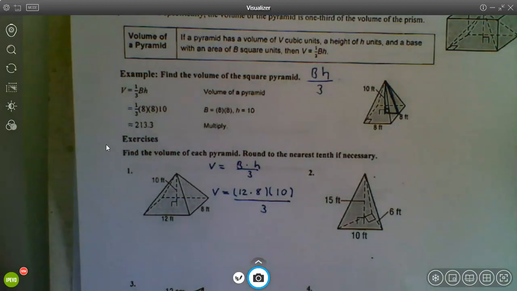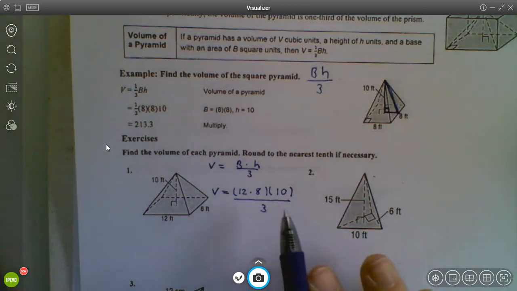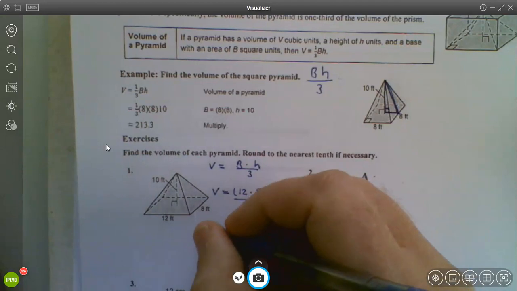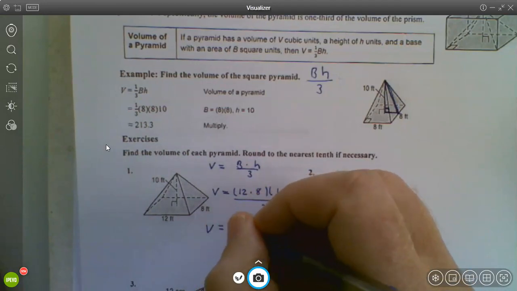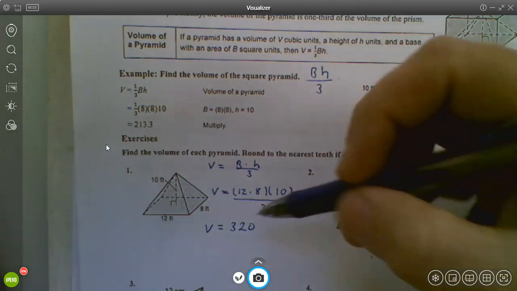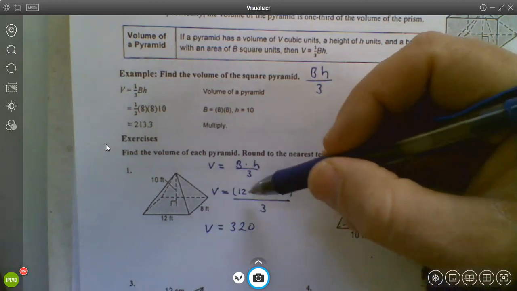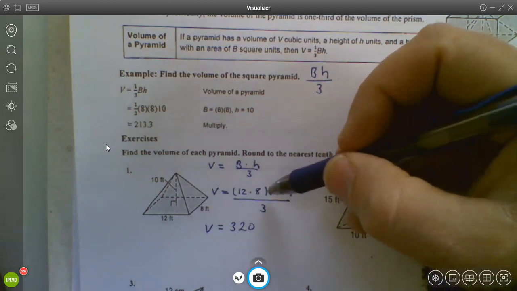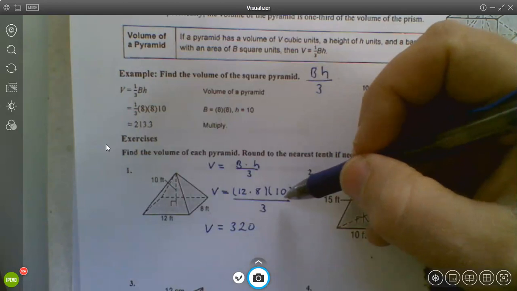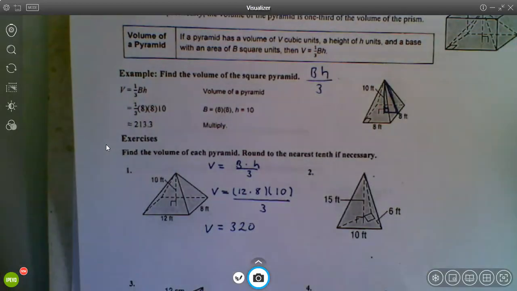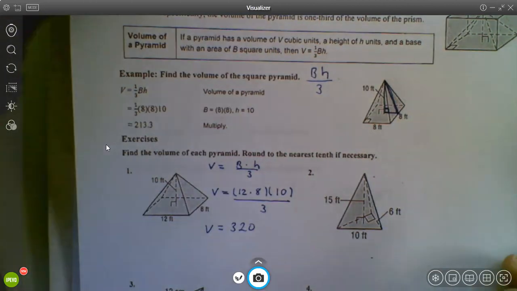Which looks like this. So you could type that into a calculator. Let's see, 320, I believe, if I just did that correctly in my head. I was just thinking of this as 3 goes into 12 4 times. 4 times 8 is 32. Times 10 would be 320. So that should be right, but you can always check that in a calculator just to make sure it's correct. But that's it. Let's do a few more of these guys together.